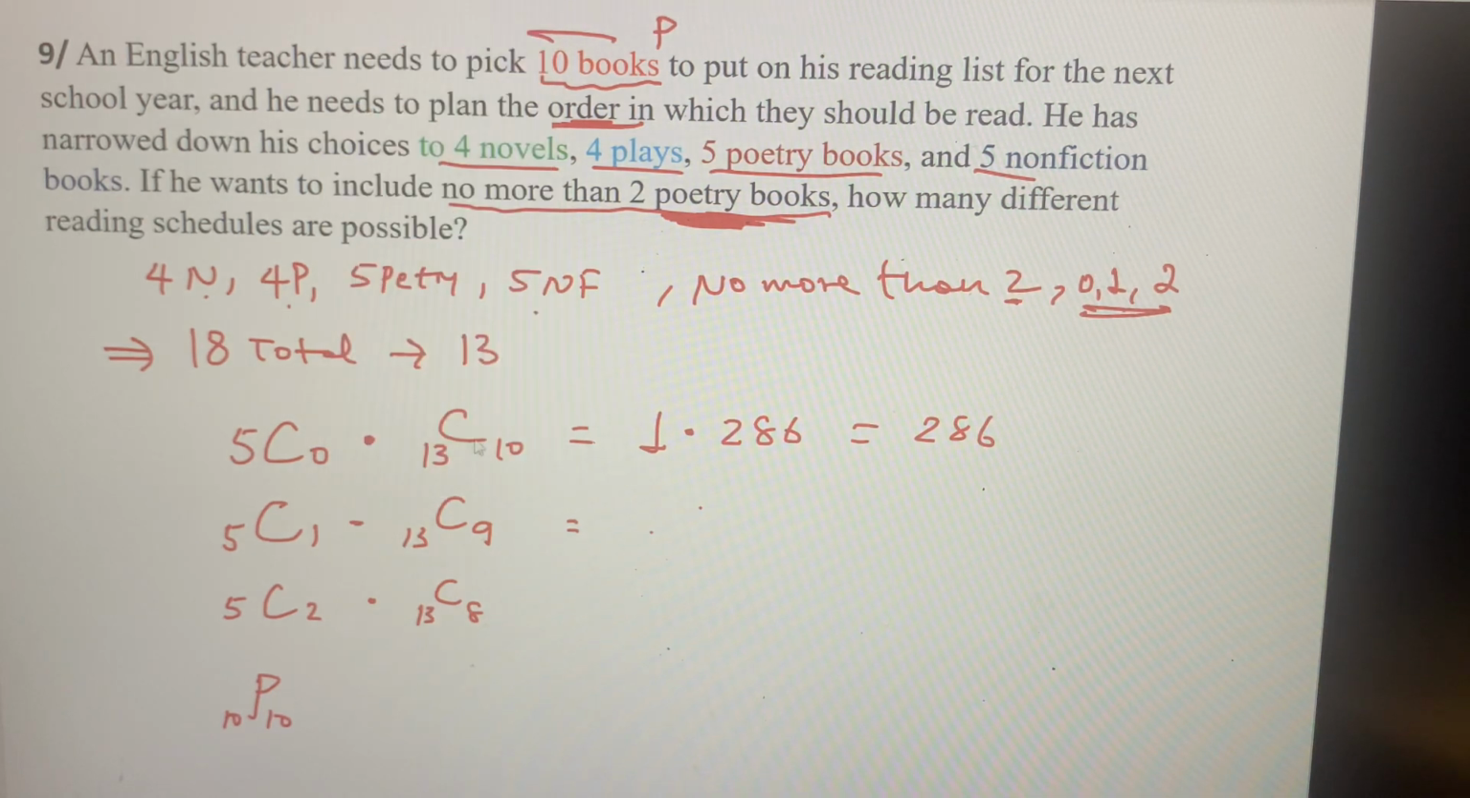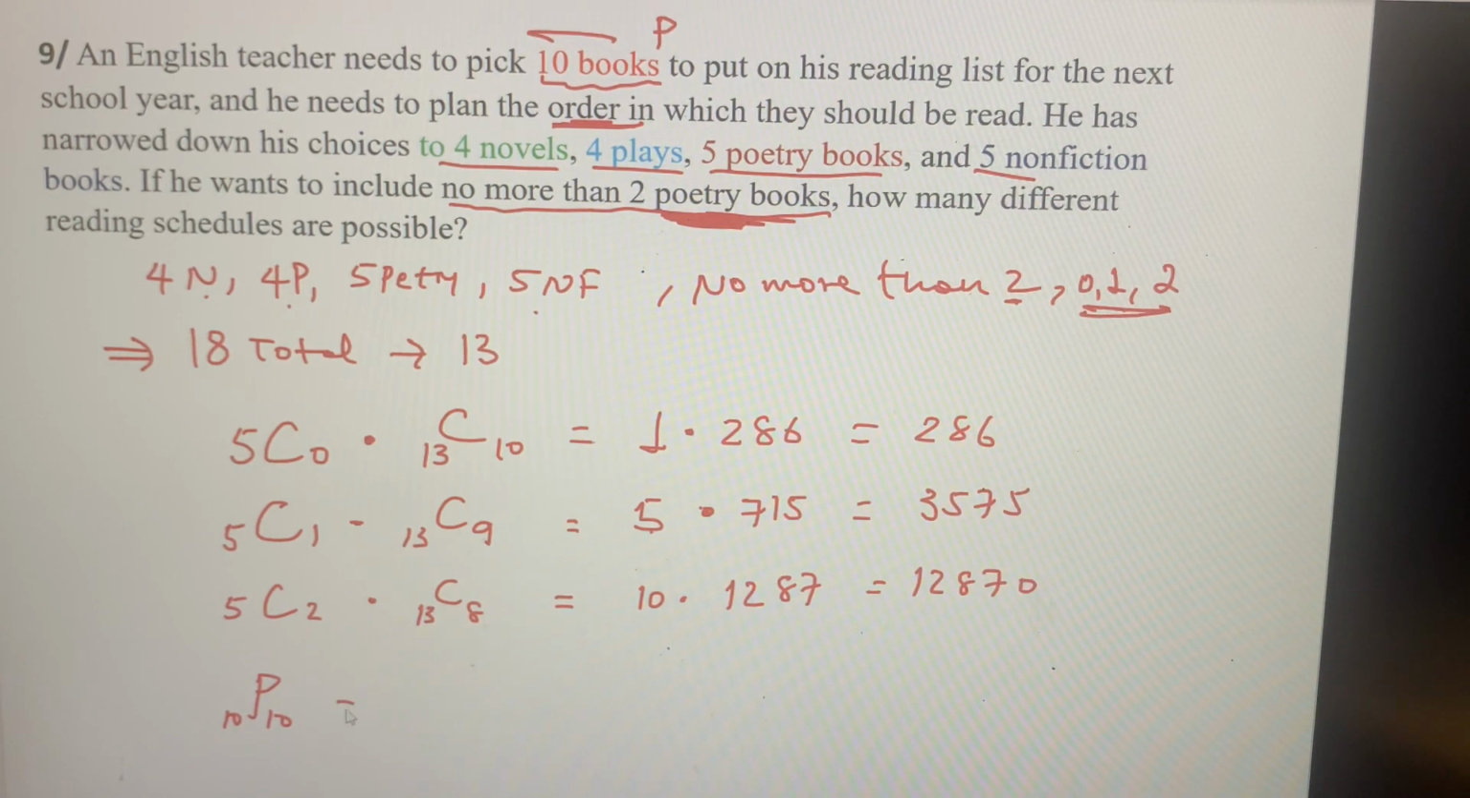5 combination 1 is 5, multiplied by 13 combination 9, which is 715. When you multiply these both, you get 3575. And then the third option is 5 combination 2, which is 10, multiplied by 13 combination 8, which is 1287. If you multiply this, it will give you 12,870.